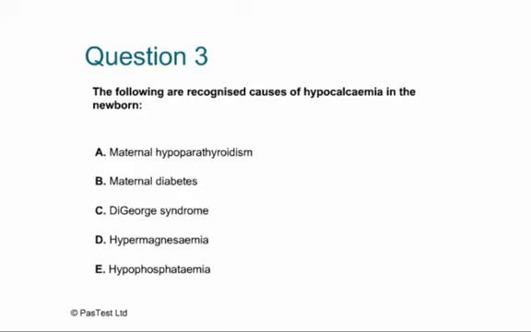Hypermagnesemia. And E. Hypophosphatemia. Neonatal hypocalcemia can be either early onset or late onset.